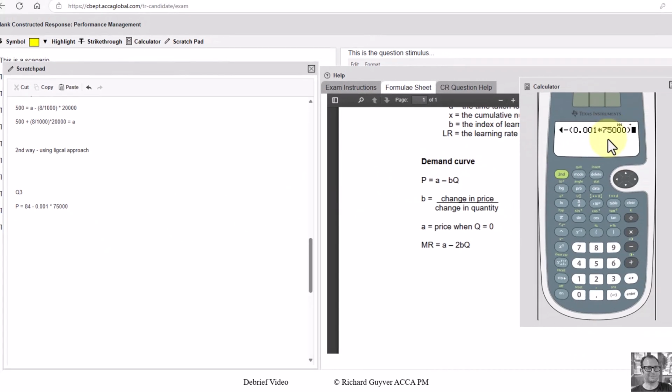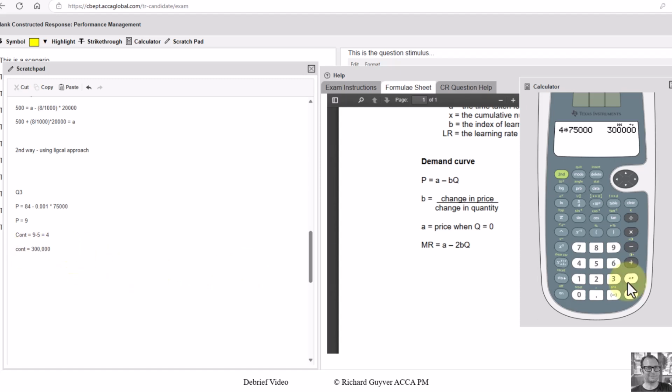So I've typed it into the calculator. When you've got this little arrow, what that means is you can use the cursors to go back and see. So I've got 84, exactly as I've written here. Take away that part of the calculation, gives a price of 9. So we calculated the price. Now we need to calculate the contribution. The variable cost per unit was given to us as 5, and we know we're selling 75,000 units. So our total contribution is 300,000.